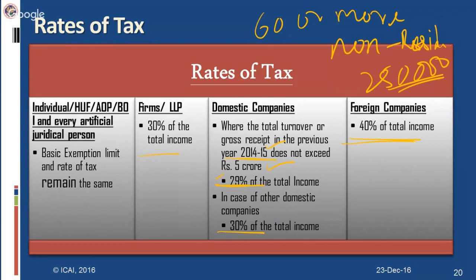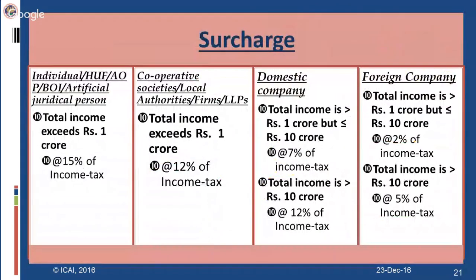There are certain changes in the surcharge rate. The surcharge rate is in addition to the basic tax liability. In case of individual, HUF, AOP, BOI, this year the rate of surcharge will increase from 12% to 15%. However, the surcharge is applicable in case of these persons only if their total income exceeds ₹1 crore. Suppose their total income is exactly 1 crore, then they need not pay the surcharge. If the income exceeds 1 crore, then the rate of surcharge is 15%.